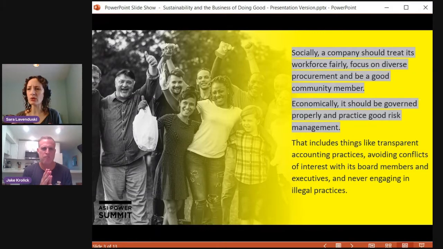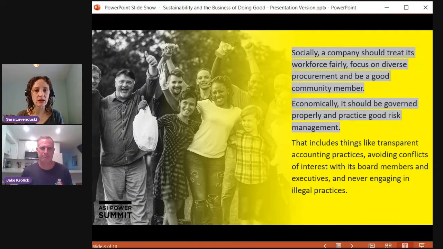Major corporations have really committed to sustainability, and now it's trickling down to companies of all sizes. So we're also looking at the other two pillars today, which are the social pillar. A company should treat its workforce fairly, focus on diverse procurement of goods, and be a good community member. Leave the community better than when you found it, right? Economically, it should be governed properly, and they should practice good risk management.